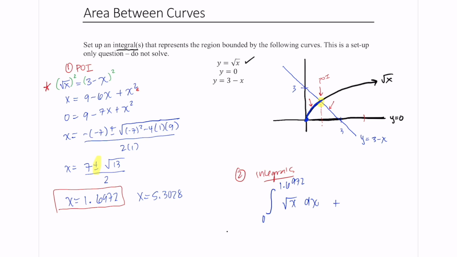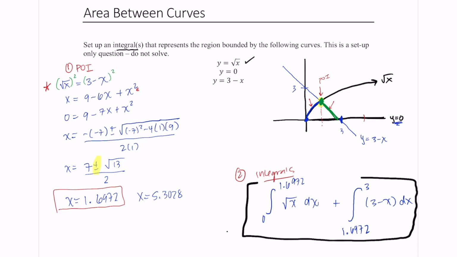And then we're going to add this to our second integral, where the starting point is now our point of intersect. And then what is the top function now of that, right? So we're going to be integrating from 1.6972 all the way to 3. If you didn't know that intersect, you would have to figure out when this line intersects with the line y equal to 0. So if you didn't already calculate that, you would go ahead and do that to get this upper bound. And again, that top function there is going to be 3 minus x with respect to x. And that is the setup for this problem, and you're all done.